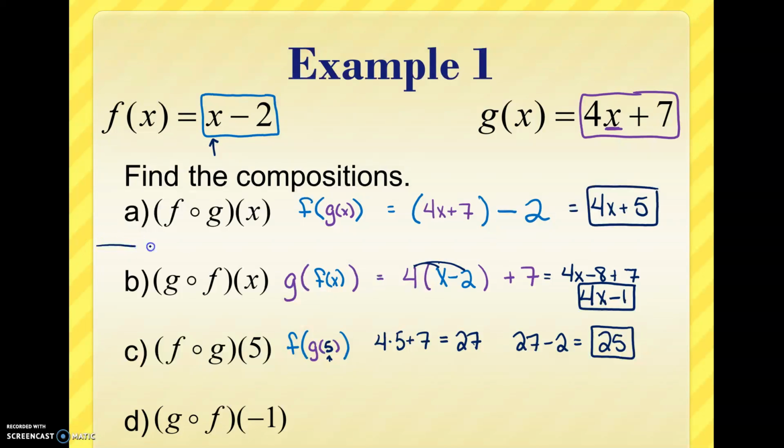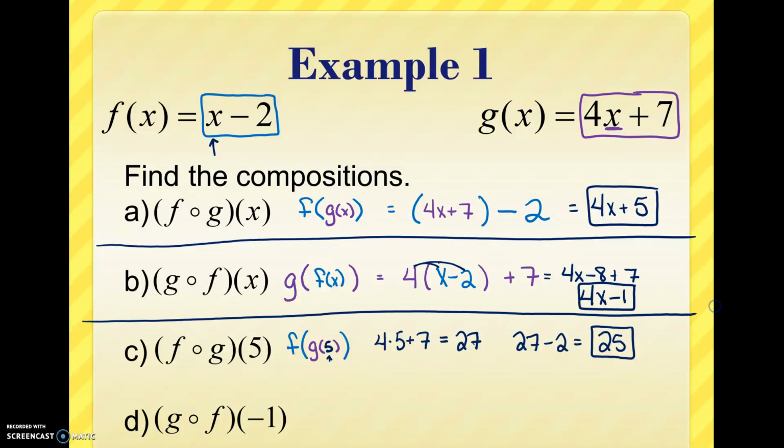There is a shortcut. If you already know that f of g of x is 4x minus 5, and now you want to do f of g of 5, you can find that f of g of function and plug 5 into it. 4 times 5 is 20, 20 plus 5 is 25. But you don't always have that, so I want you to know how to do this even if you don't have f of g of or g of f of.